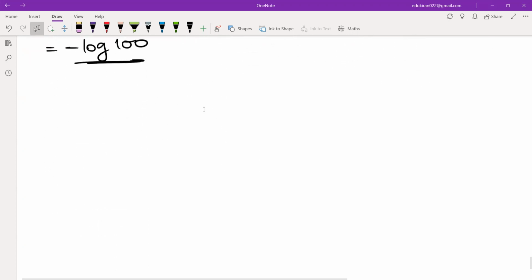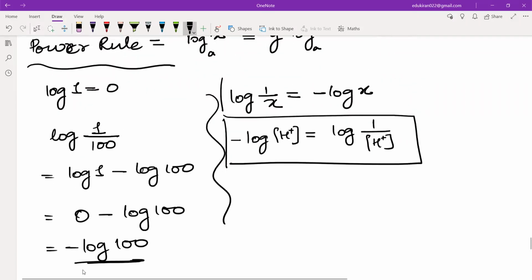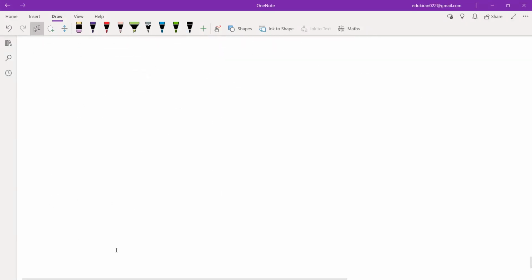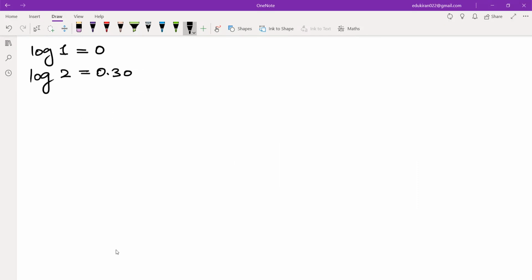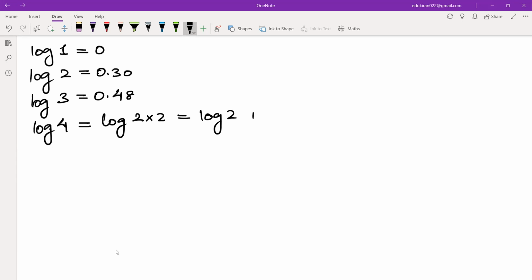Let us write a few more logs. Log of 1 is equal to 0, by definition. I'm giving you some logs. Log of 2 will be equal to 0.30. Log of 3 is equal to 0.48. Then log of 4, I can write as log of 2 into 2, which is log of 2 plus log of 2. You will tell me the answer here.